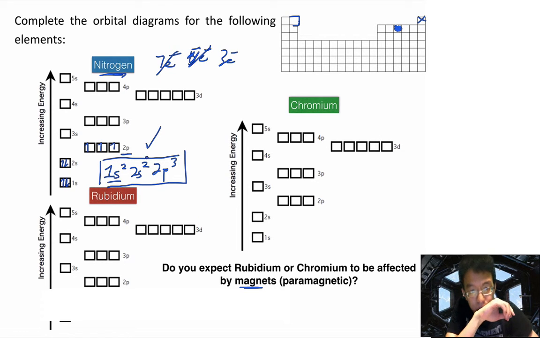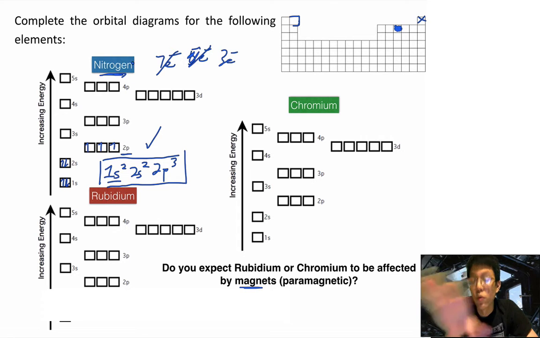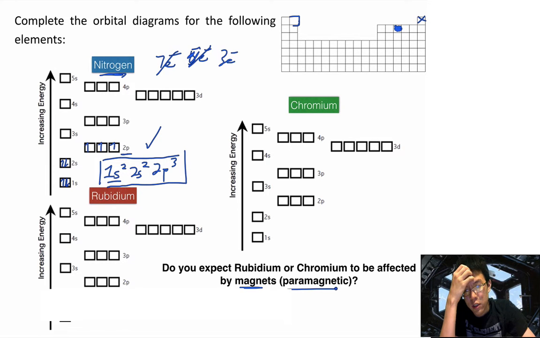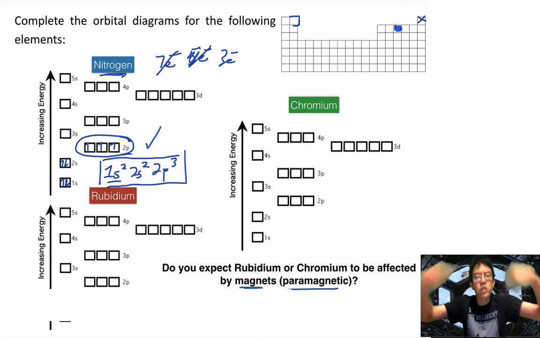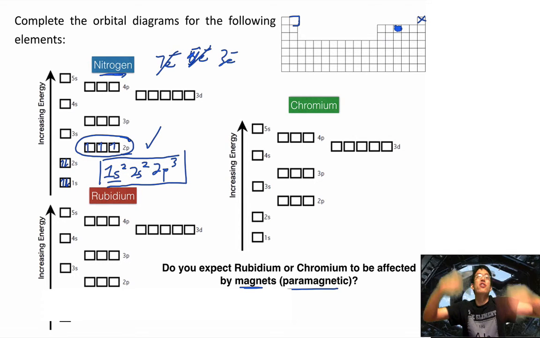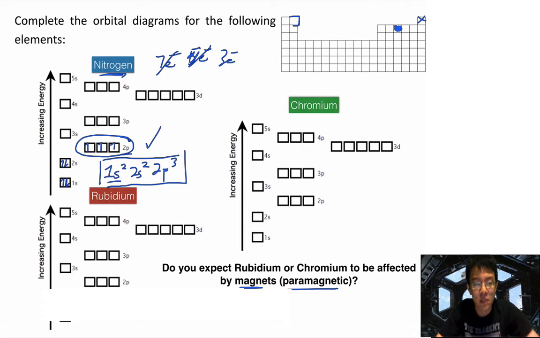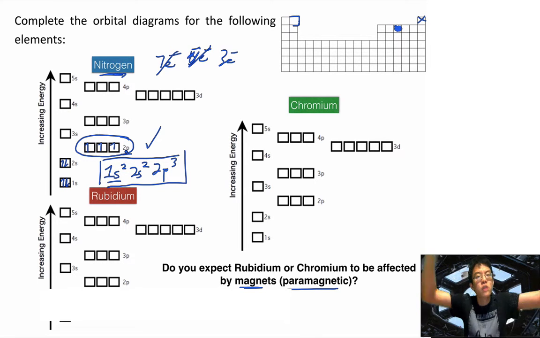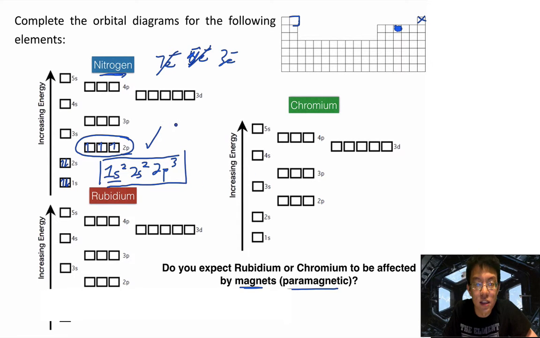Now, if I'm looking at the nitrogen atom alone, not the nitrogen molecule, could it be affected by magnets? The key is, are there any unpaired electrons? When electrons spin in one direction, they generate a magnetic field, and when you generate that magnetic field, you're affected by magnets. You're paramagnetic. In this case, you do have 3 unpaired electrons, spinning up, and so this is paramagnetic. Oh, my handwriting's still awful, paramagnetic. So cool, we figured out that one.